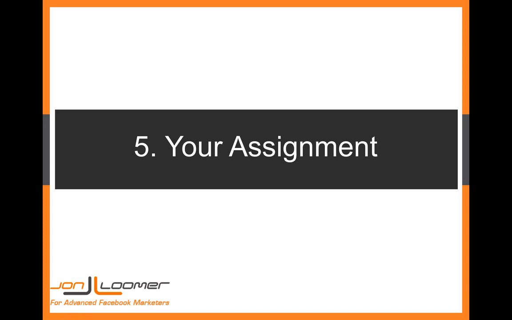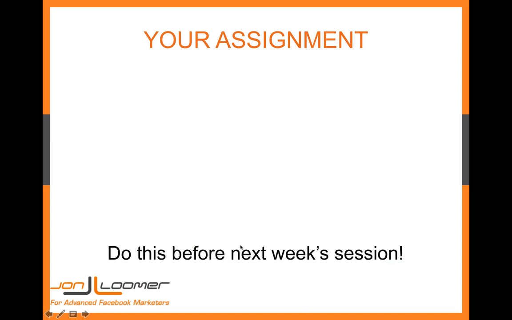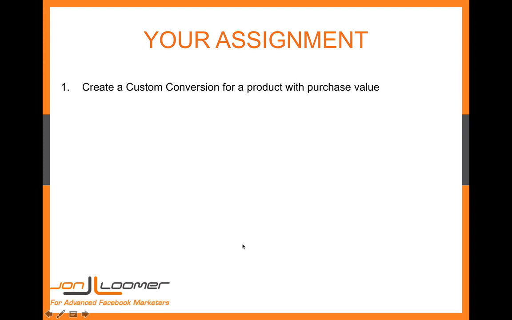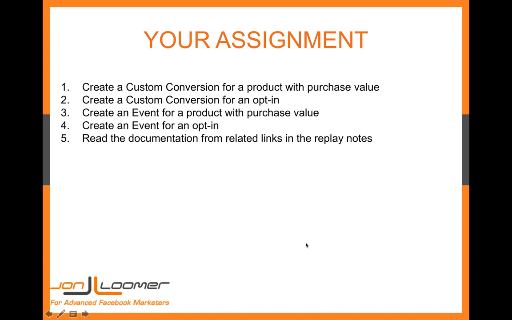So your assignment. Again, I want to keep this kind of basic just because there's so many different directions we could go with this. I just want to make sure, and you may not need the events, or not at the level that some others may need it. So make sure you do this before next week's lesson. But first of all, create a custom conversion for a product with purchase value. Second, create a custom conversion for an opt-in. Third, create an event for a product with purchase value. Four, create an event for an opt-in. And understand, you can use a third-party tool like Pixel Caffeine, whatever you're using for this as well, if that makes it easier. I just want you to go through this process to start doing it.